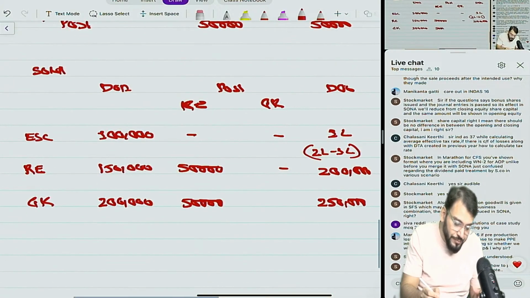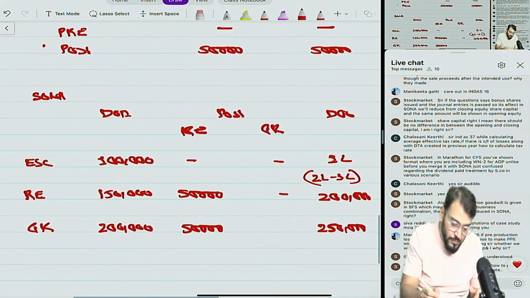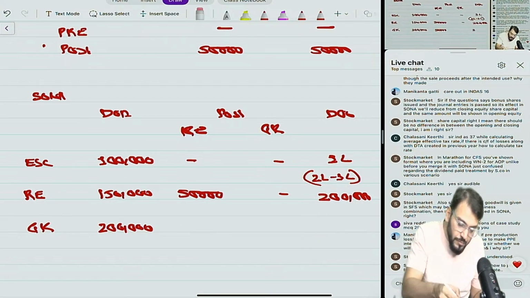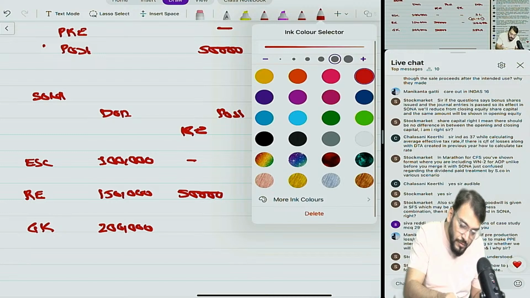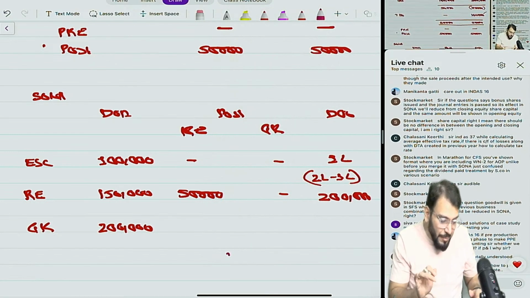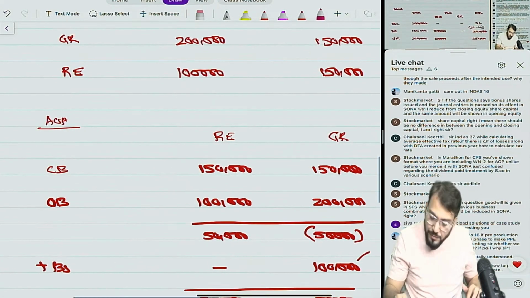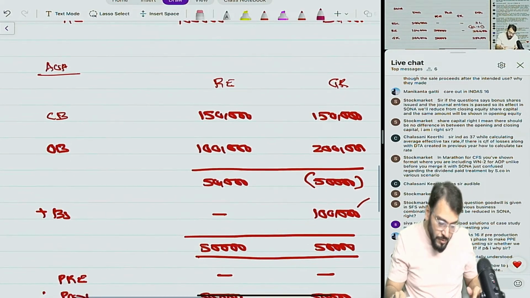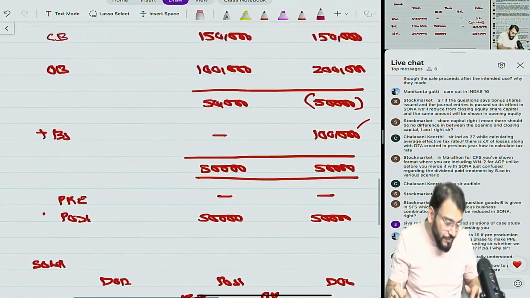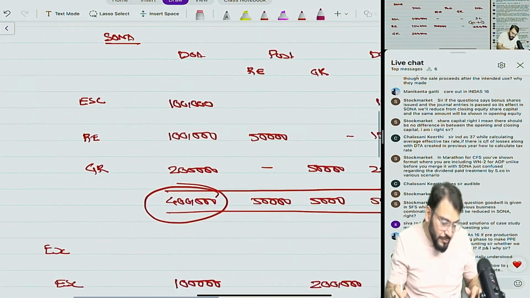Are you getting what I'm saying? I'm coming to your point. Just try to understand. Okay, so opening balance is how much? For general reserve, it is 2 lakh. Yes, sir.